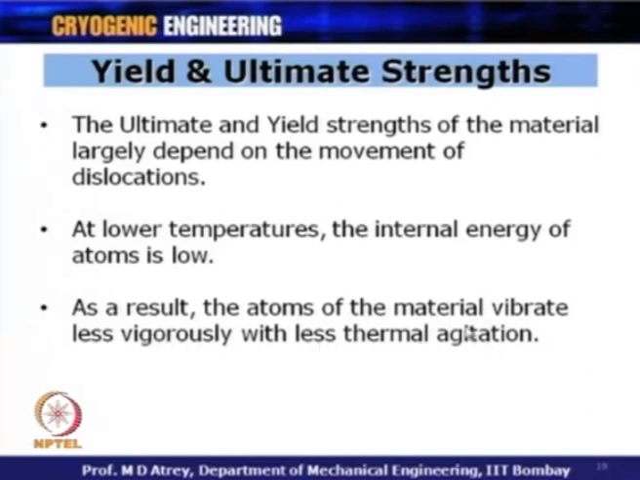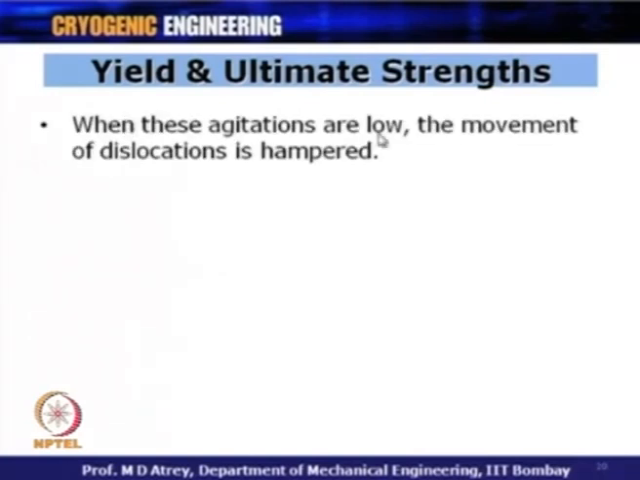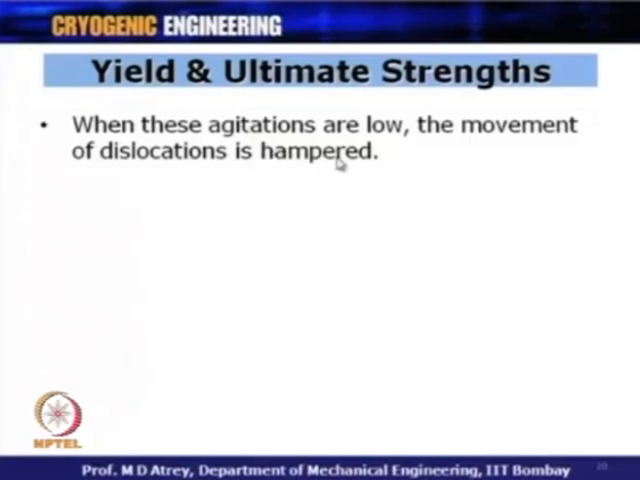As a result, the atoms of the material vibrate less vigorously with less thermal agitation. At lower and lower temperature, the lattice vibration is minimum. When these agitations are low, at low temperature, the movement of dislocation is hampered. You can imagine that at room temperature it may be a very large dislocation movement. However, at lower and lower temperature, the motion has come down, and if these vibrations are reduced, it does not allow the dislocation to move.